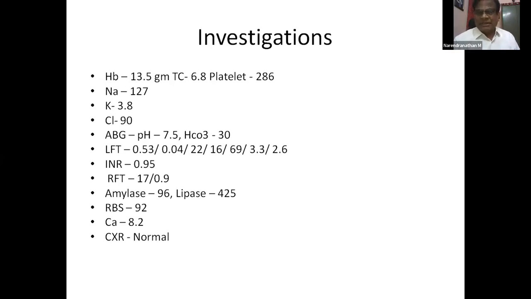So what may be the reason why the lipase is high in this person? Gastric source. Where all will you get lipase from?